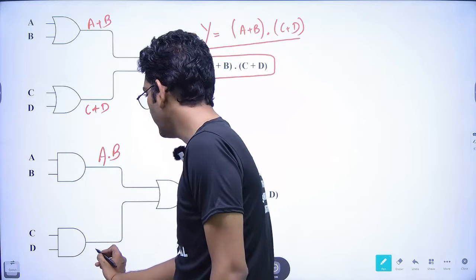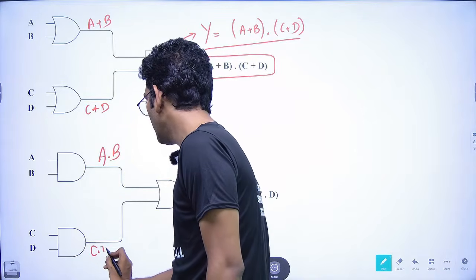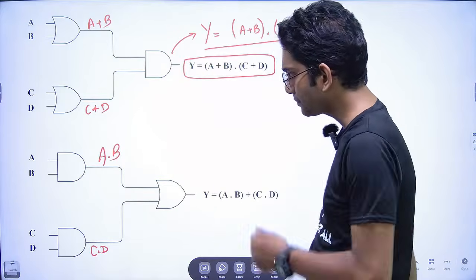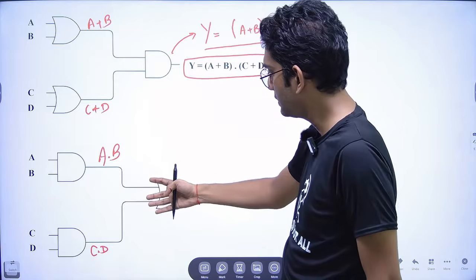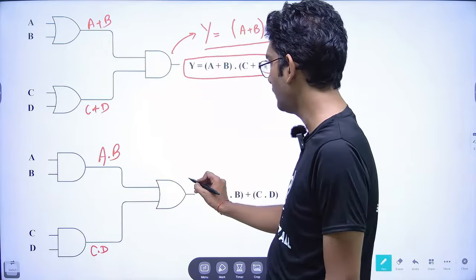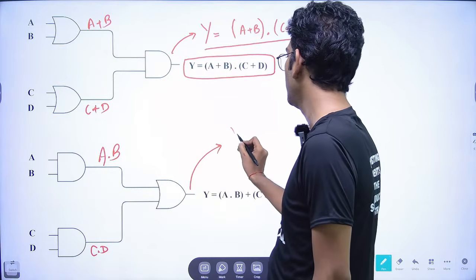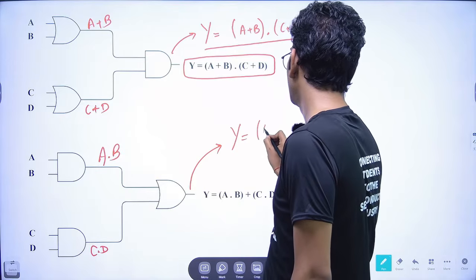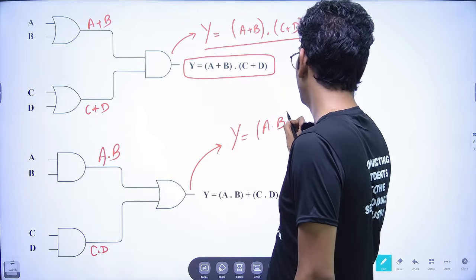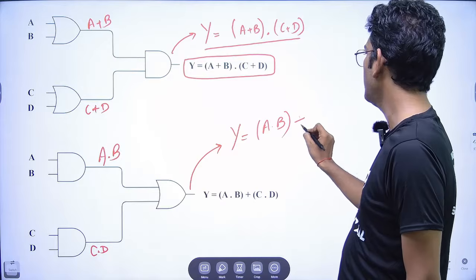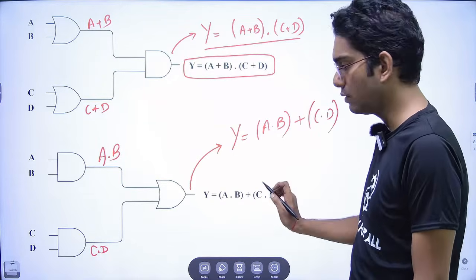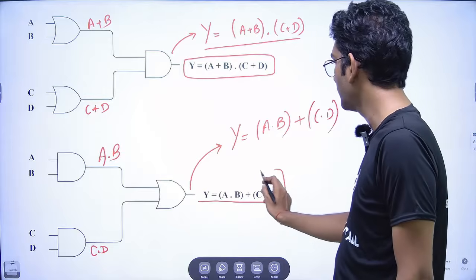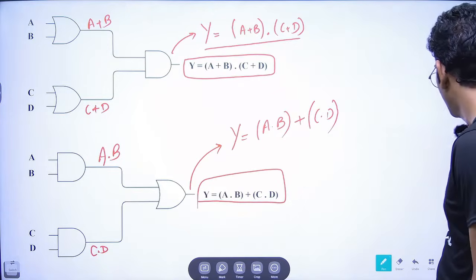So what we will get? We will get C dot D. Fine. Now what is happening? These two are passed as an input to the OR gate. So what we will get here as the output? We will get Y is equals to A dot B, first input ORed with second input C dot D. Fine. So this is the final output that we are getting here, right?